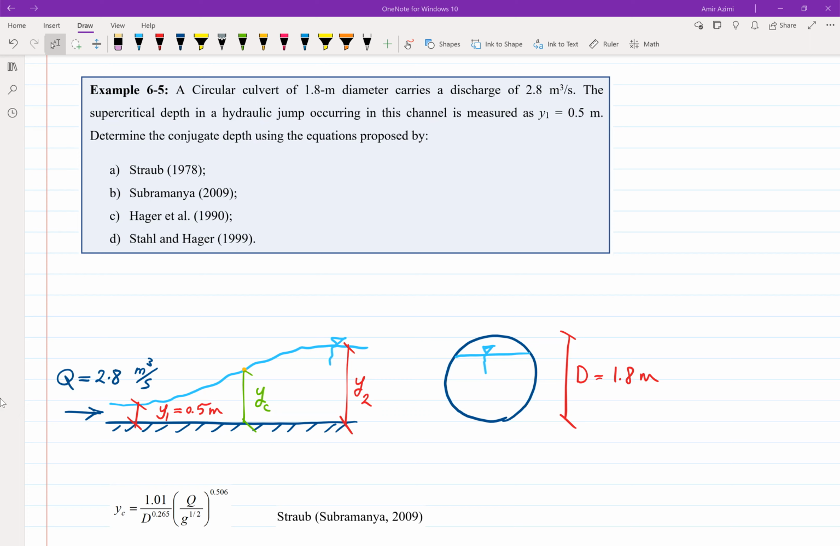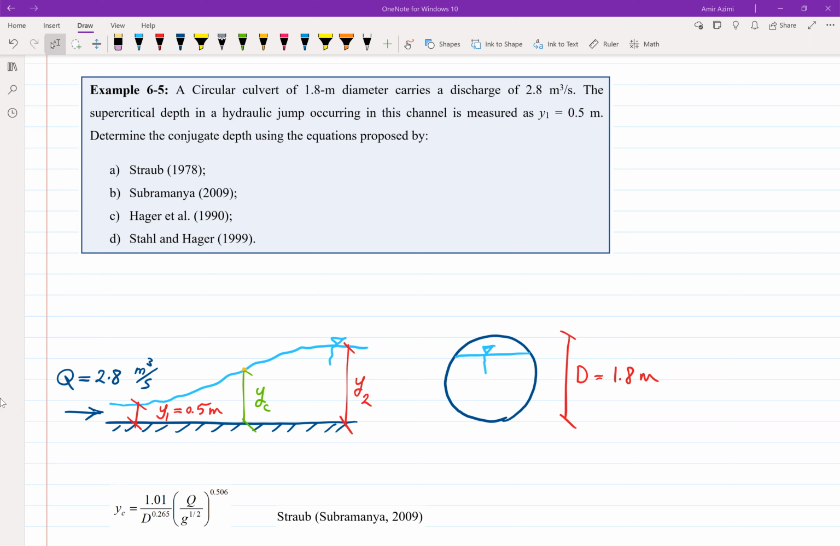Okay, example 6-5 is about a free hydraulic jump in circular cross section. Usually it happens in wastewater or sewer pipelines or in culverts. Here we have a circular culvert with a diameter of 1.8 meter, which carries a discharge of 2.8 cubic meter per second. The supercritical depth in a hydraulic jump occurring in this section was measured, and it was 0.5 meter. So Y1 is 0.5 meter.